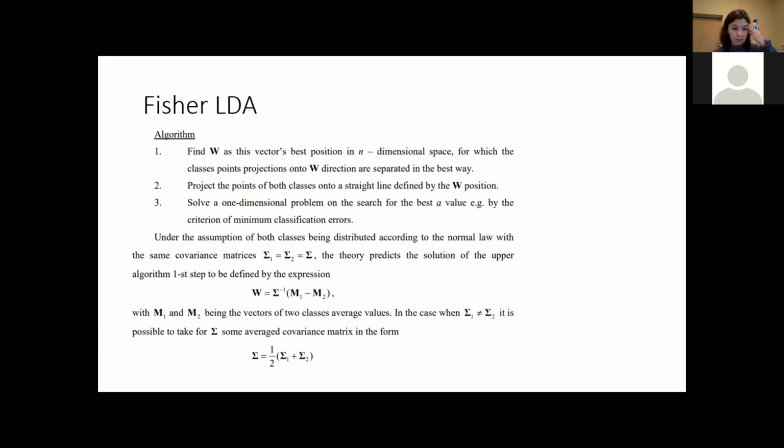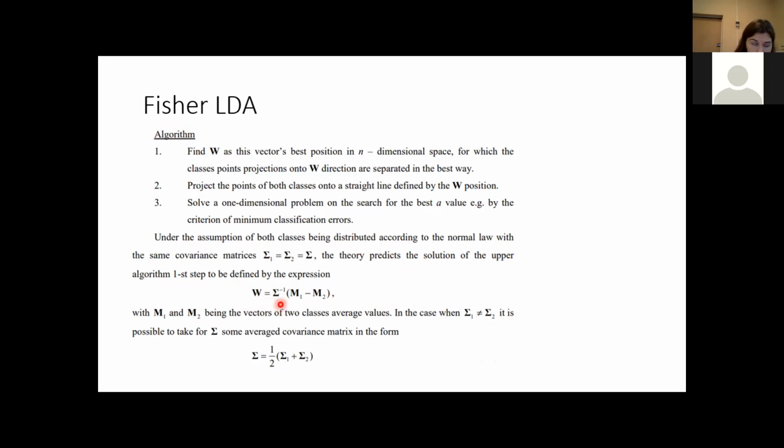Algorithm for Fisher LDA: assume that we have a normal law distribution and the same covariance matrices. We will go further to the definition in a short way. It's like a distribution, but in multi-dimensional space, with multi-dimensional variance. So our spheres should be of equal shape of the distribution. The theory predicts the solution of the upper algorithm's first step, defined by the criterion.